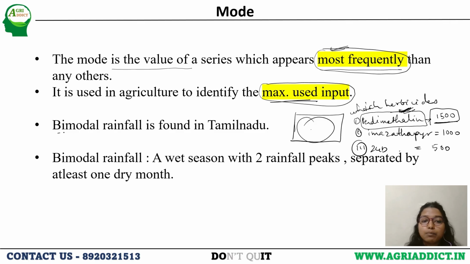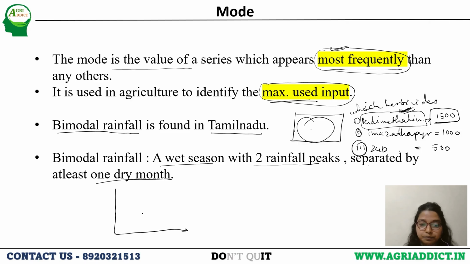Okay. Then the bimodal rainfall is found in Tamil Nadu. What is bimodal rainfall? It is a wet season with two rainfall peaks separated by at least one dry month. If I want to explain it to you through a graph, here we'll be writing rainfall, and here it is months or the time period. Here we will get two peaks in the monsoon season. During monsoon, we are getting a rain peak. Here, one peak we are getting.